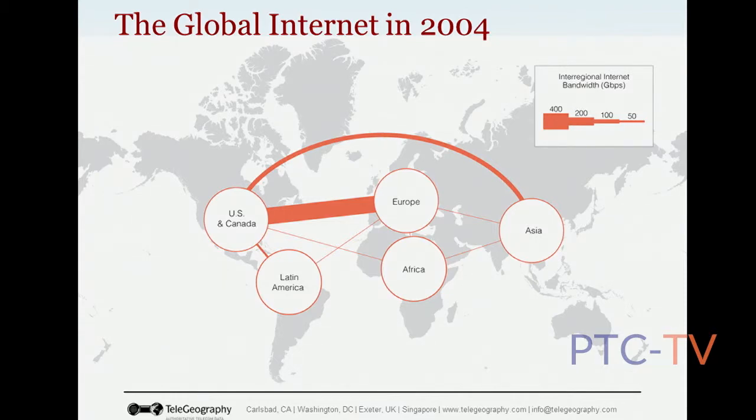So in this map, you can see that clearly the highest capacity link was between the US and Canada and Europe, followed by the US and Canada and Asia. The other routes, very small, very thin lines there. Let's go to the current view.